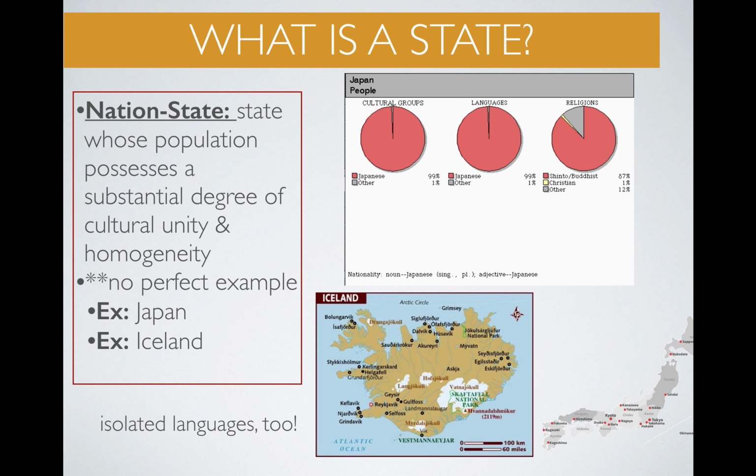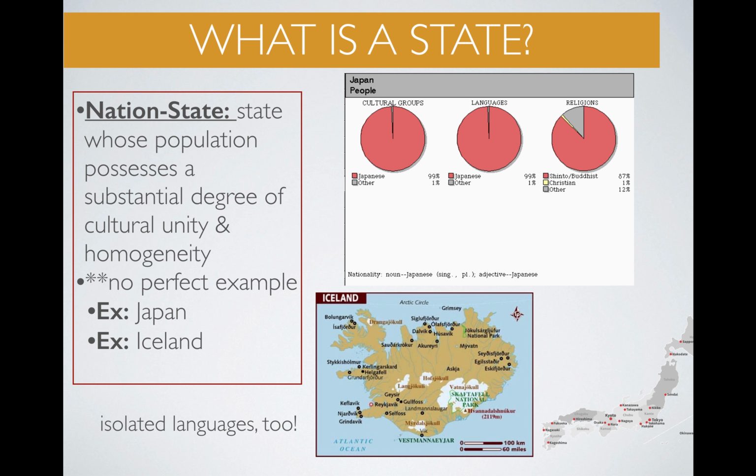For example, there is the concept of a nation state. Now, a nation state is a pretty theoretical concept because there's no perfect example of a country that has only one ethnicity. That would be a state whose population possesses a substantial degree of cultural unity and homogeneity. In other words, a country that has one nation, one ethnicity. So a nation state is a place where the borders of the nation, where that ethnic group is found, are exactly the same as the borders of a country. The closest example we can think of would be Japan.